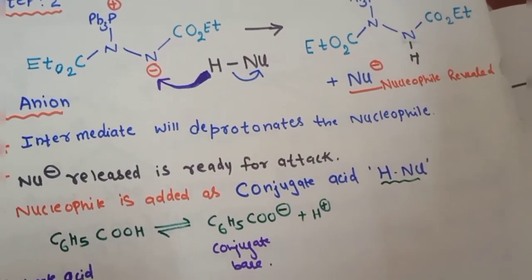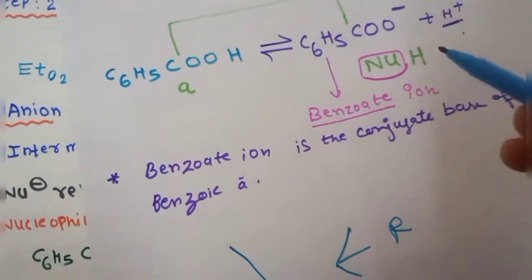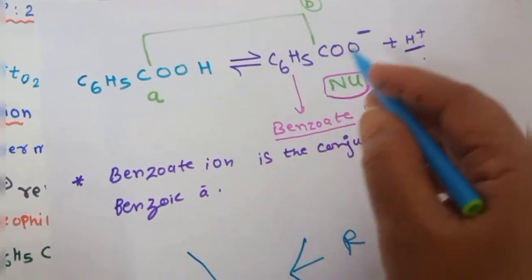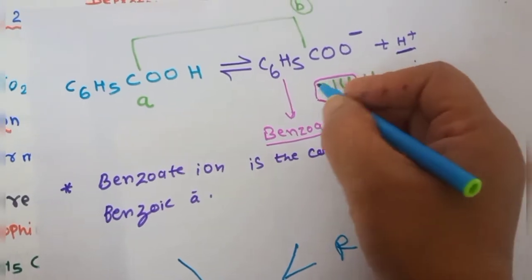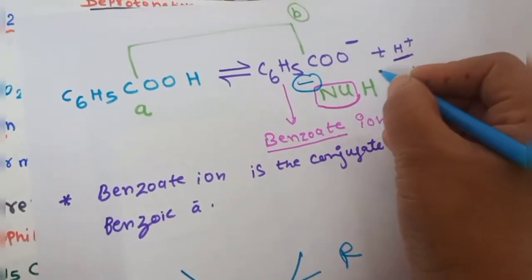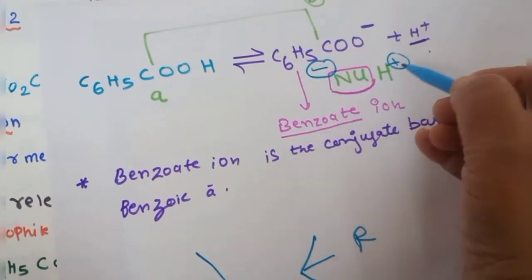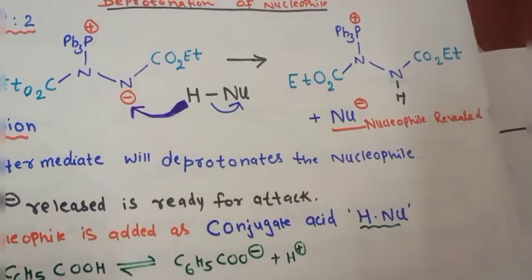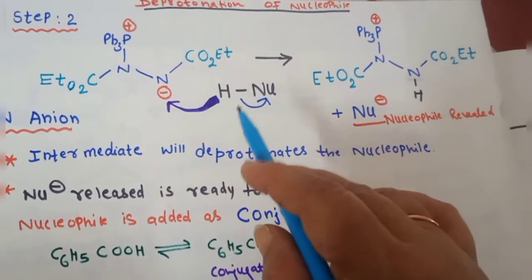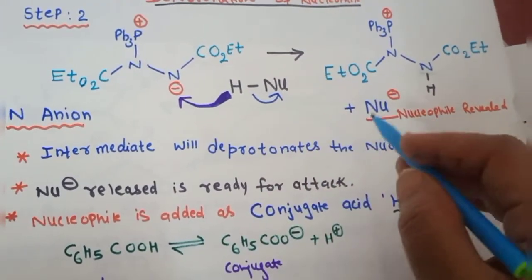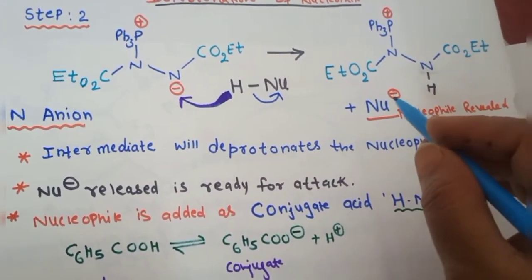As we have seen, if we look at any acid and its ionized parts, the nucleophile will have the negative charge and H will have the positive charge. Nucleophile means nucleus-loving negative charge species, and electrophile will have the positive charge. So in the second step, this nucleophile will be released for the attack on the alcohol.